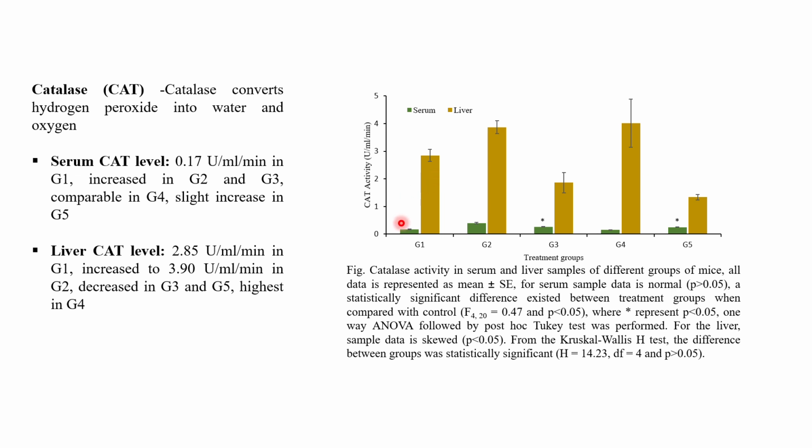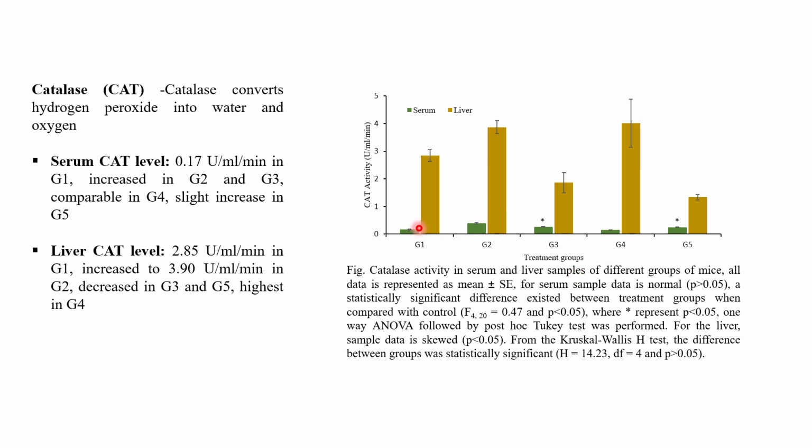In group 1, it is about 0.17 unit per ml, but it was a little bit increased in group 2 and then decreased in group 3. Group 4 and group 5 are at about the same level and are comparable with group 3. For liver catalase level, it was noted about 2.85 in group 1, but it increased in group 2, then decreased in group 3, then increased, and then decreased in group 5.